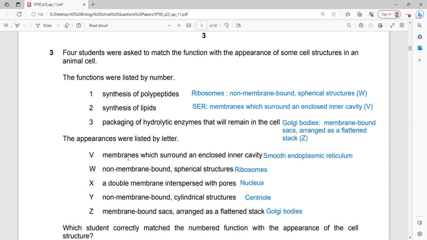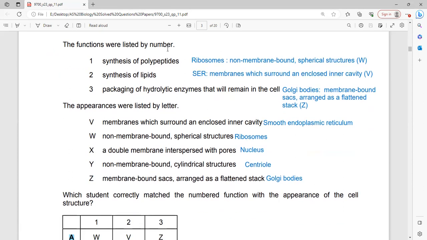So option V is for smooth endoplasmic reticulum, while W is a non-membrane-bounded spherical structure, the ribosome. X is a double membrane-bounded structure interspersed with pores, across the outer and inner surface of the membrane. This is the nucleus. The non-membrane-bounded cylindrical structures are centrioles. Z is a membrane-bounded sac arranged as flattened sacs. These are Golgi bodies. So which option is going to match?